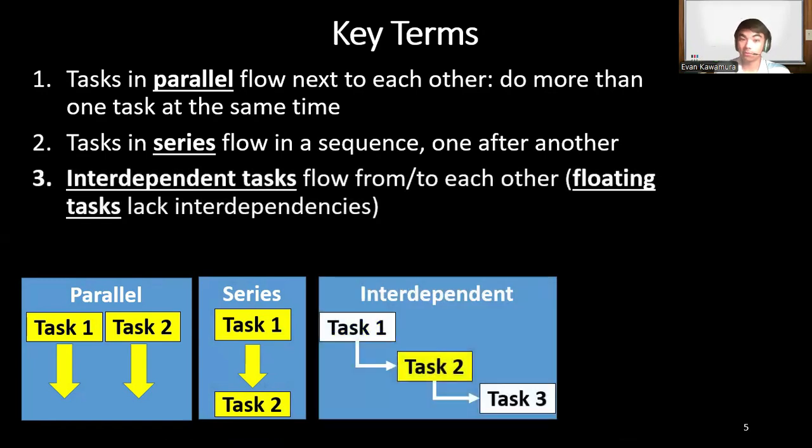There are also interdependent tasks, which flow from or to each other. If there's a floating task, that means it doesn't have interdependencies. Think of the arrows showing how these waterfalls connect to the next river and go downstream. It's bad to have floating tasks. You always want arrows connecting the tasks, showing how one task flows to the next, like a water paper trail.